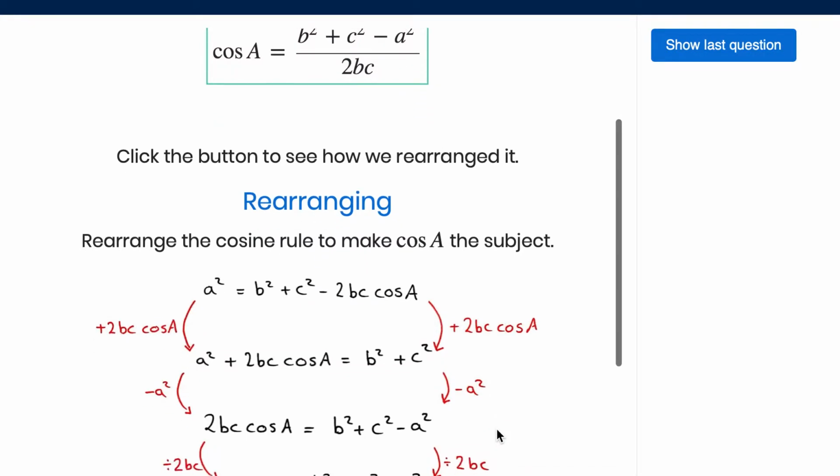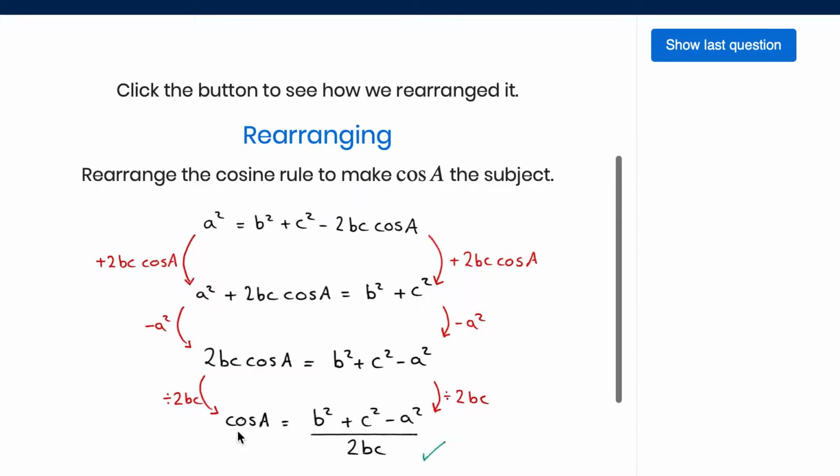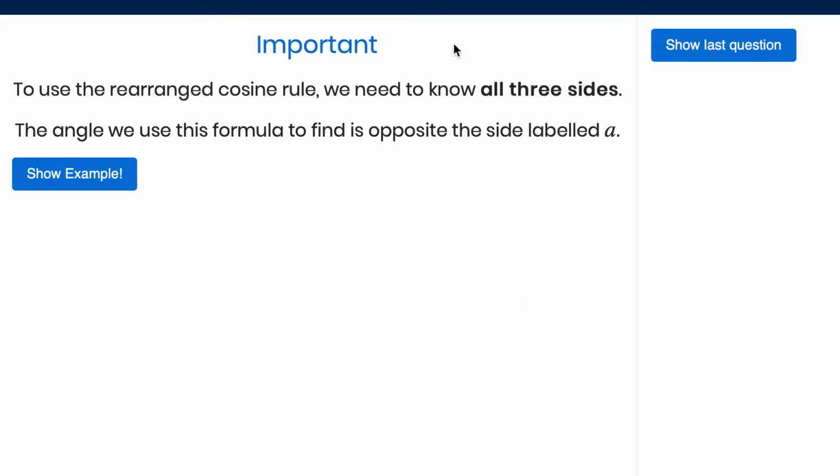Finally, divide through by 2bc to get a final answer of cos A equals b squared plus c squared minus a squared all over 2bc. And that's it. This is our rearranged cosine rule that we can use to find missing angles. Okay, so now let's see how to use the rearranged cosine rule to find missing angles. An important point before we show you an example: to use the rearranged cosine rule, we need to know all three sides. And the angle we use this formula to find is always opposite the side labelled A.